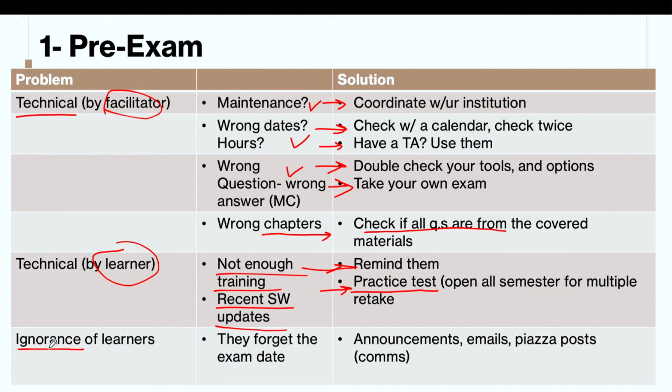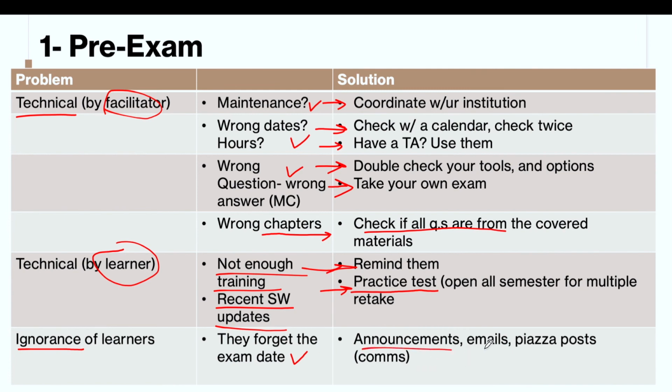And apart from some technical issues, learners forget the exam date. How does this happen? It happens. They forget the exam date. They didn't write it down. They don't know it. They don't read your announcements. They don't read your emails. Well, there's nothing you can do for that.